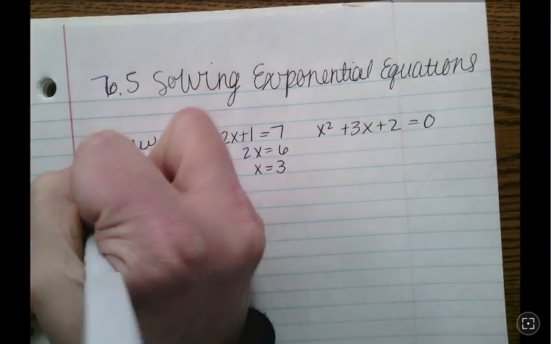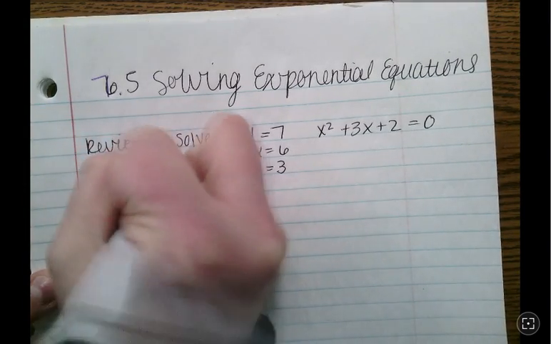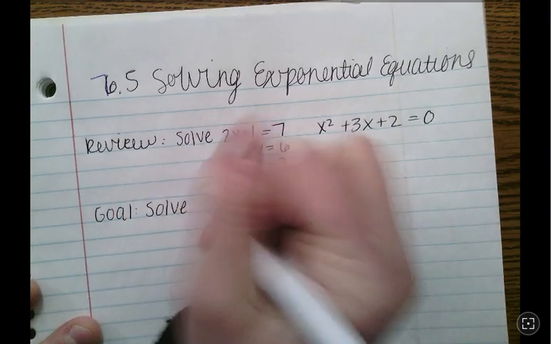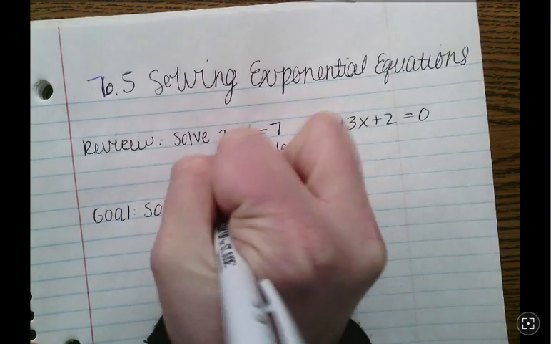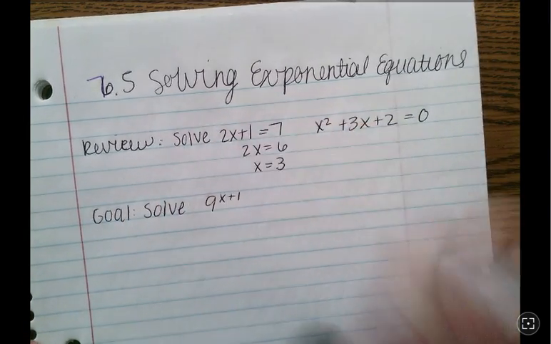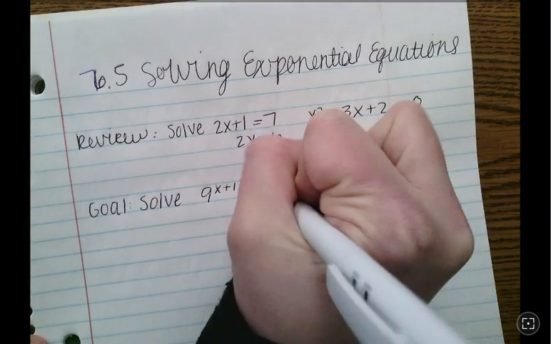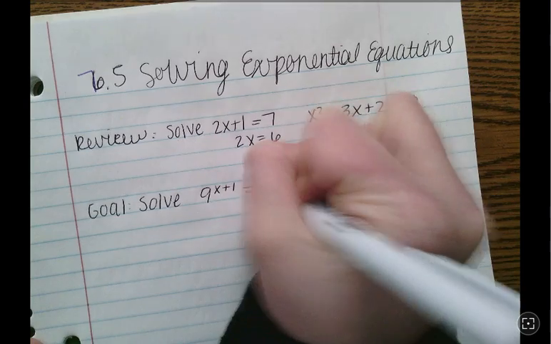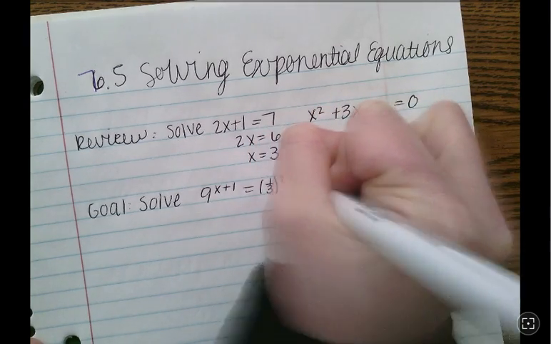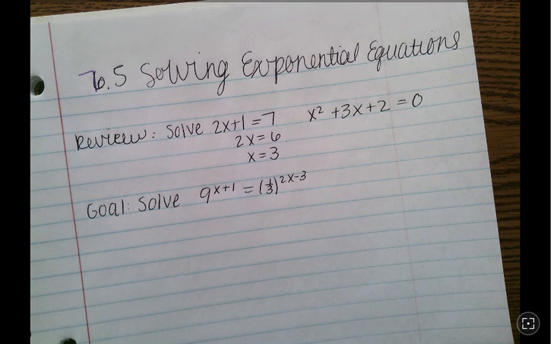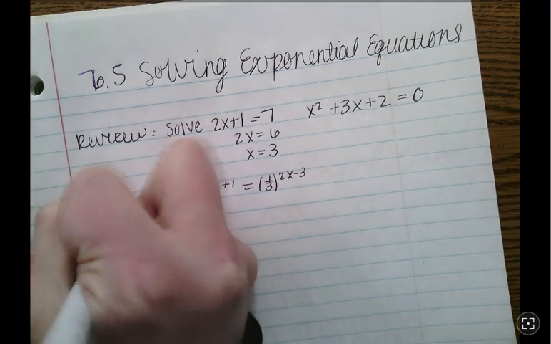And so the goal then of this section, and the last problem that we will do, is we will learn how to solve something like 9 to the power x + 1 equals 1/3 to the power 2x − 3. Okay? So that's kind of where we're going. And you're like, whoa, I didn't even know that was a thing. And I'm like, yep, here we go. So let's just start out simple.